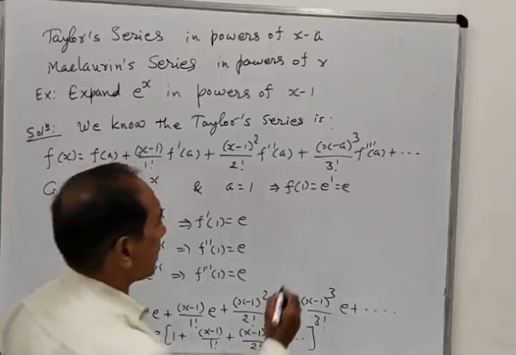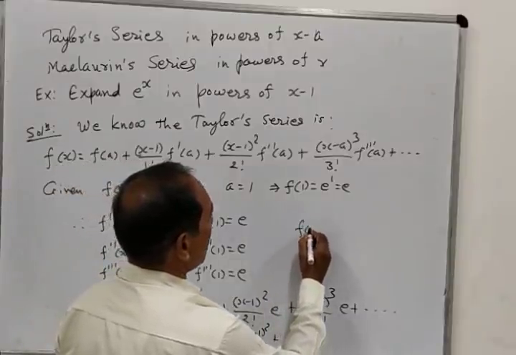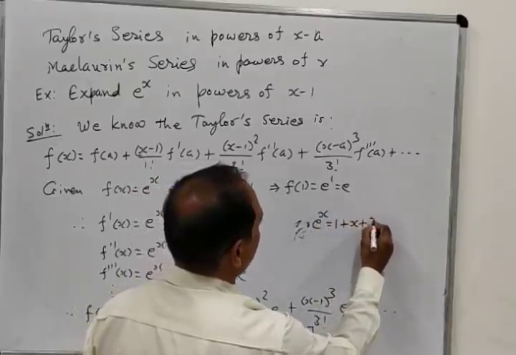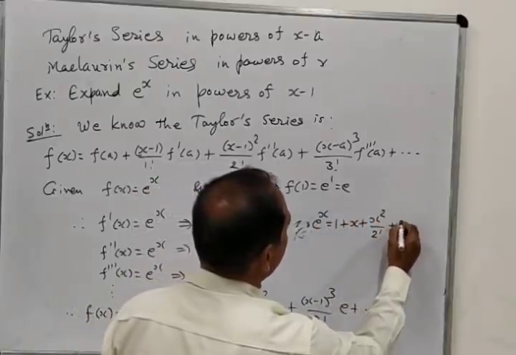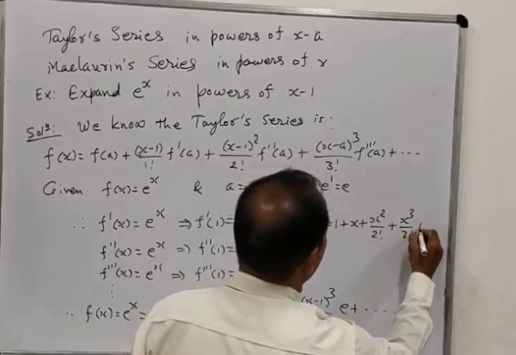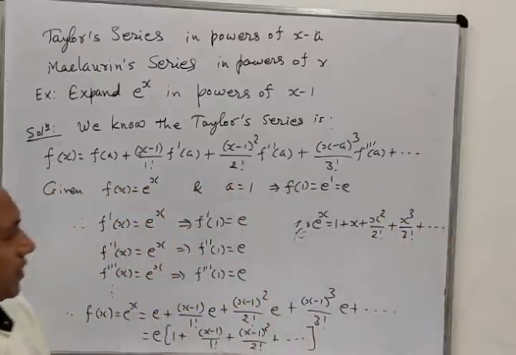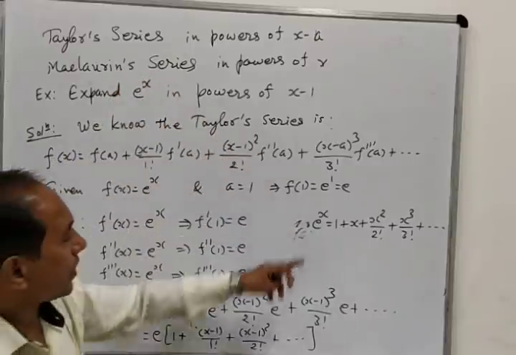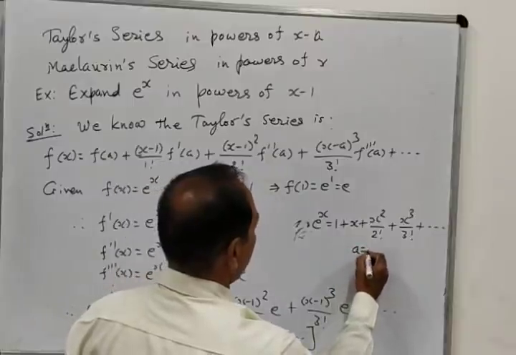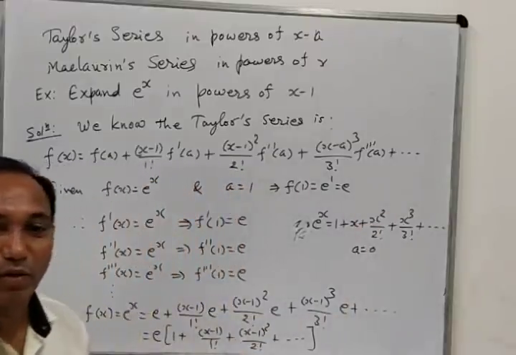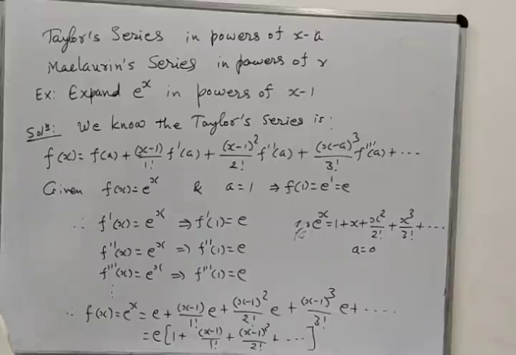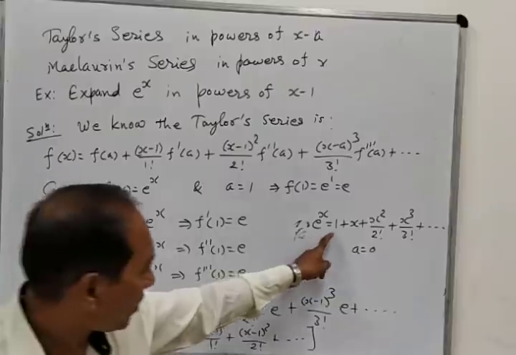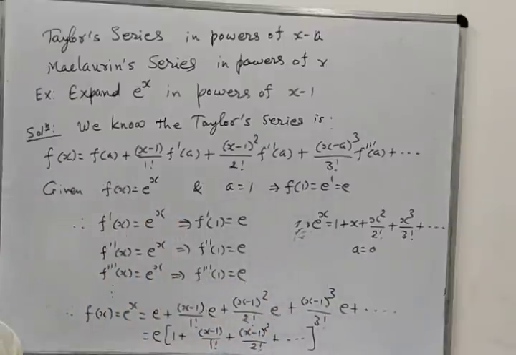And you must be knowing that in the last lecture I have shown to you that e raised to x has the Maclaurin series expansion 1 plus x plus x square by 2 factorial plus x cube by 3 factorial plus dot dot dot. So this was the Maclaurin series. Maclaurin series is nothing but Taylor series at a equal to 0, and these are in powers of x. So this formula you must remember. And this is the example we have solved.